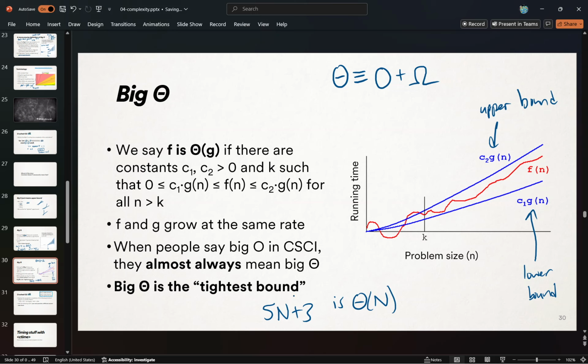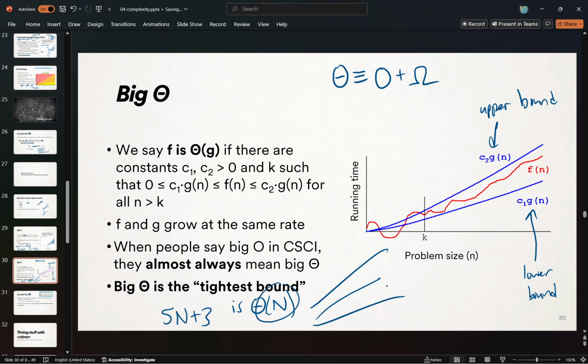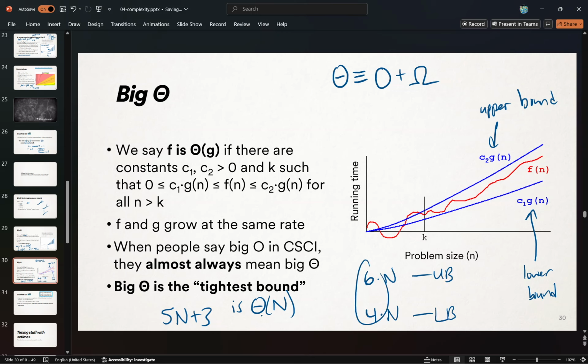We can show that this is true if we find some constants that we can multiply by this n to make a graph that grows above 5n plus 3 and make a graph that goes below 5n plus 3. That's all we need to find to prove that it is big theta. So I think we can choose probably 6n as our upper bound. That could be the constant. And we could probably choose 4n as our lower bound, yes? Those could be the appropriate constants multiplied by this n that bring us in between.